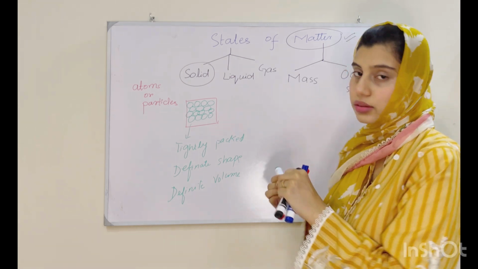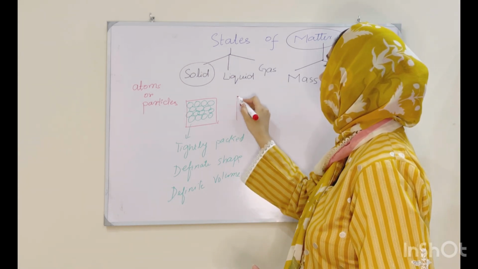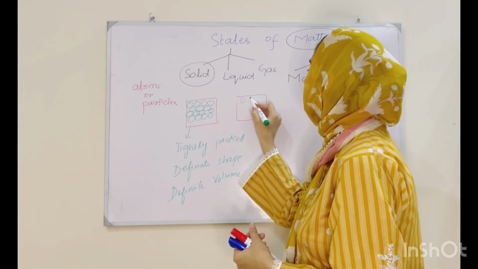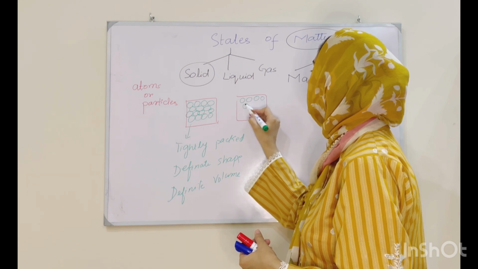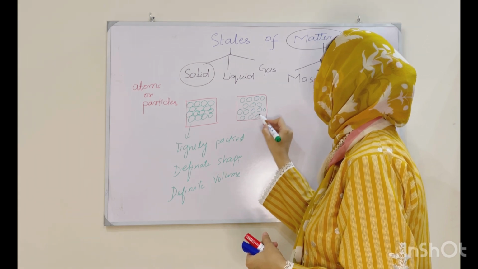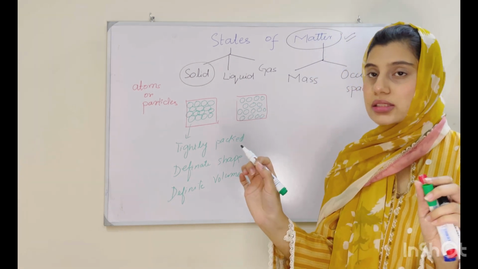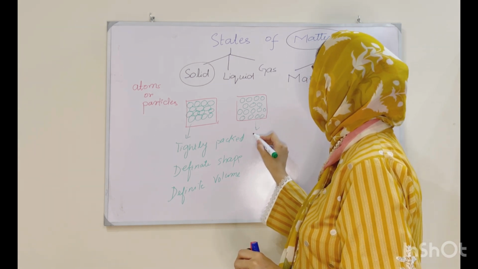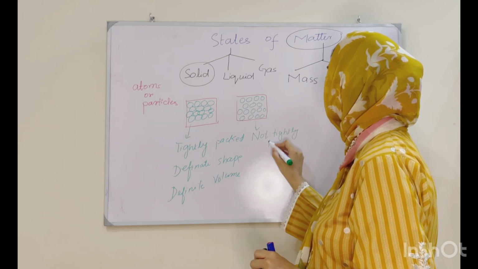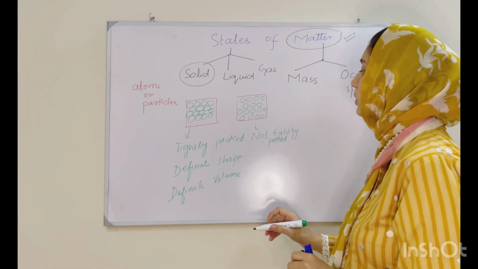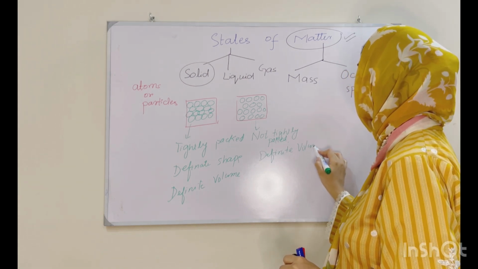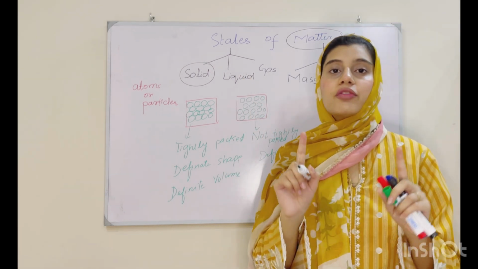Next, another drawing, another box, again the arrangement of atoms. Atoms are still here, but now they have some spaces in them, like they are a bit far from each other. There are some spaces in it, so that means it is not tightly packed. It has definite volume, but liquids do not have definite shape.